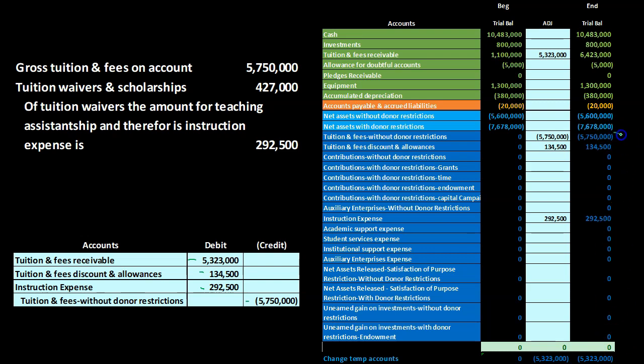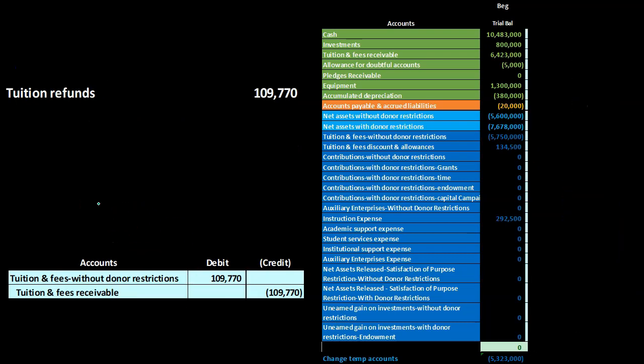This is the effect on what would be similar to net income, basically the bottom line. It has a credit, not a loss. The credits are winning by the 5,323,000. Next, we have the tuition refunds.